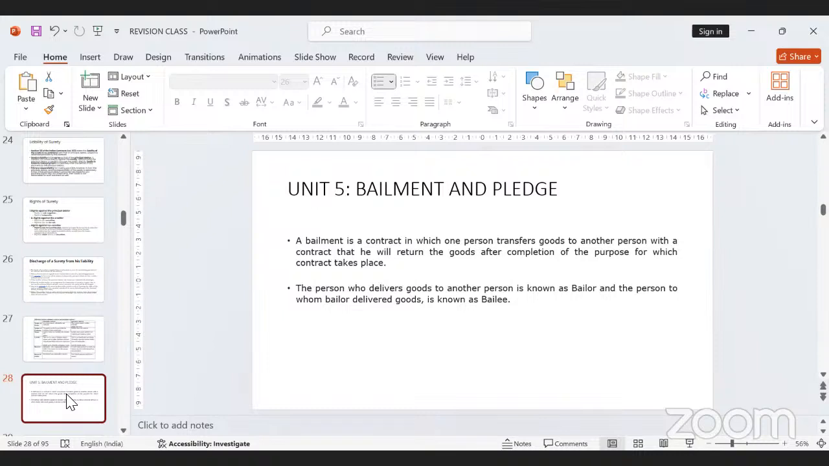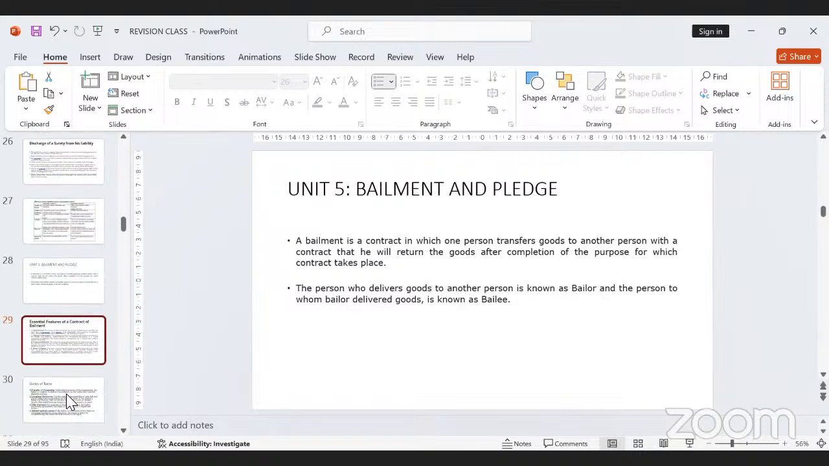You could send some goods through courier, right? You could give your vehicle to a mechanic for repair. You could ask some of your goods to be stored in a warehouse. All these are examples of bailment. Right?